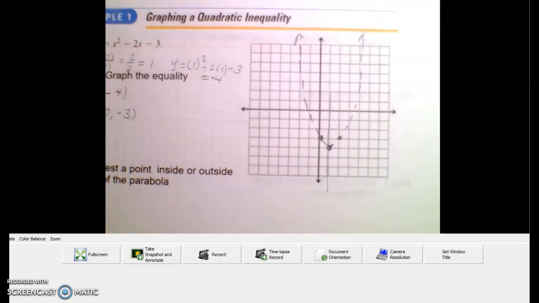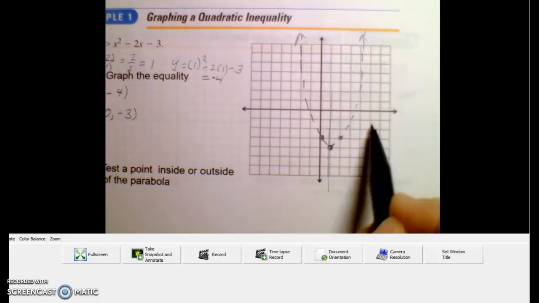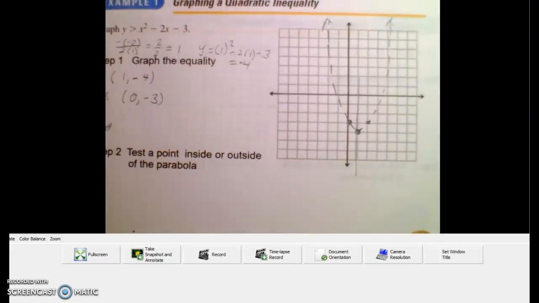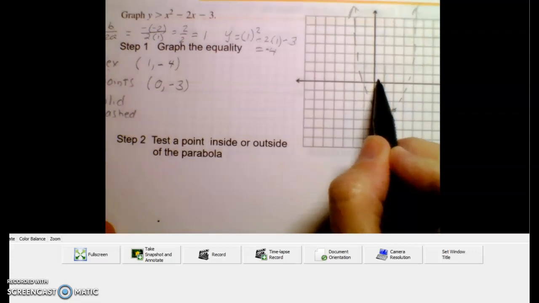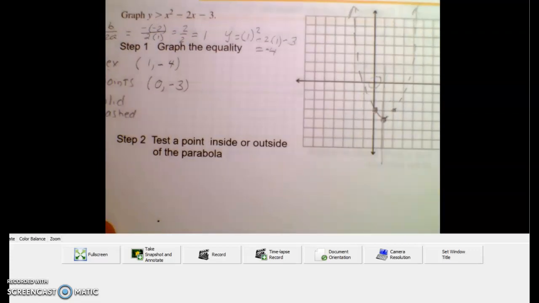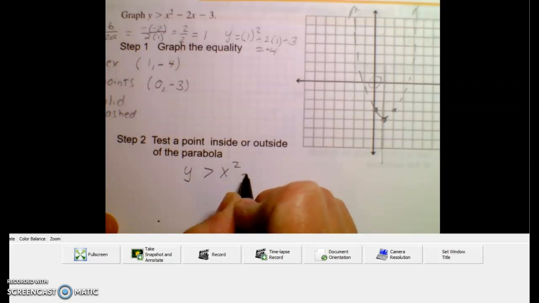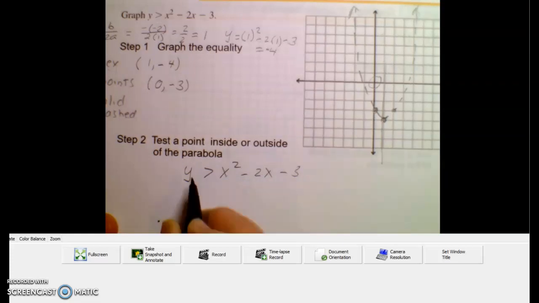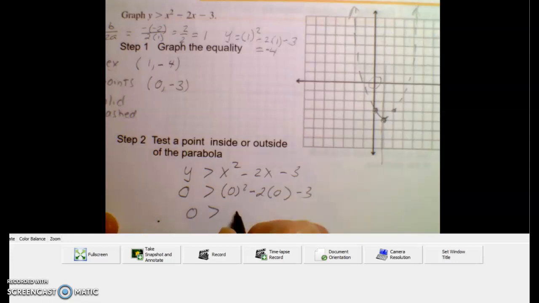Okay, now I need to decide, are my solutions inside the parabola or are they outside the parabola? The way we figure that out is we take a test point. The easiest test point to always pick, if you can, is 0, 0. So I'm going to pick this point right there, and figure out whether that's where the solution is. I start by rewriting my equation: y is greater than x squared minus 2x minus 3. And I'm going to put in 0 for y and 0 for x. And I get 0 is greater than negative 3.